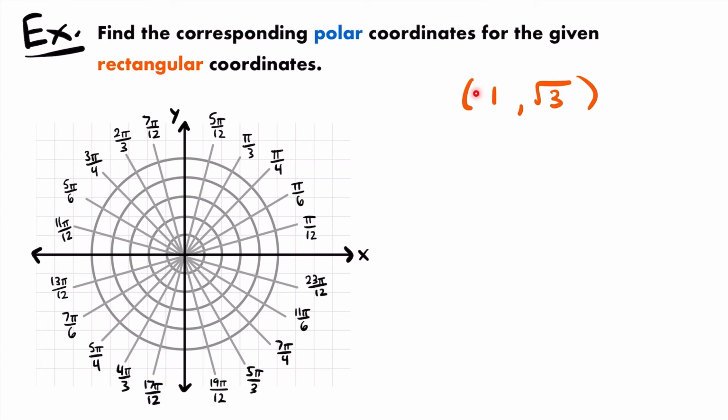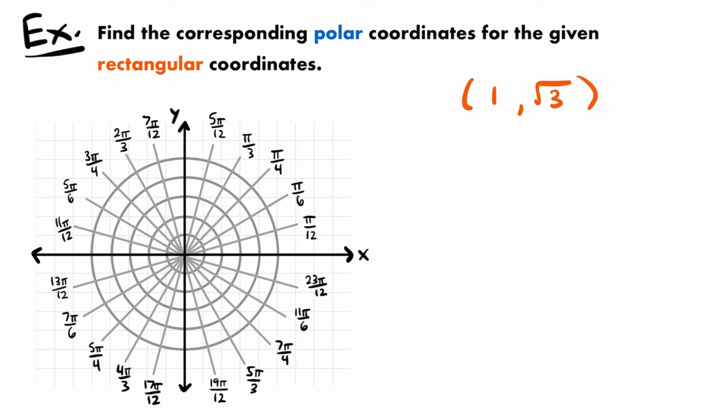All right, so here's our first example of converting from rectangular to polar. We want to find the corresponding polar coordinates for the given rectangular coordinates, and our rectangular coordinates are 1, the square root of 3. All right, so now just like when we converted from polar to rectangular, the first thing that I recommend that you do here is graph the point that you're given. Make sure you know where it is in the coordinate system so that when you find a pair of polar coordinates, you can check to see that it makes sense and that you have the right answer.